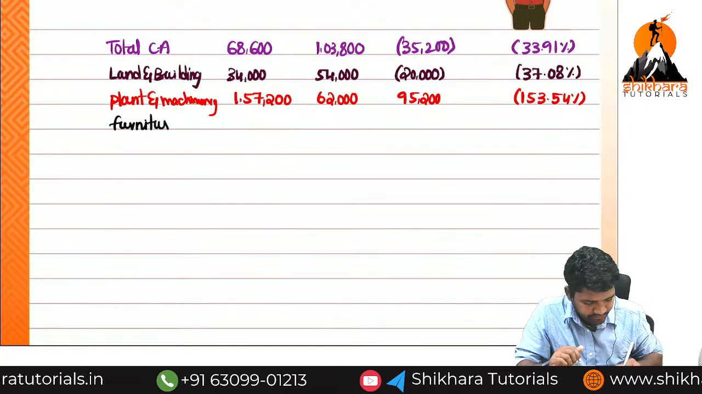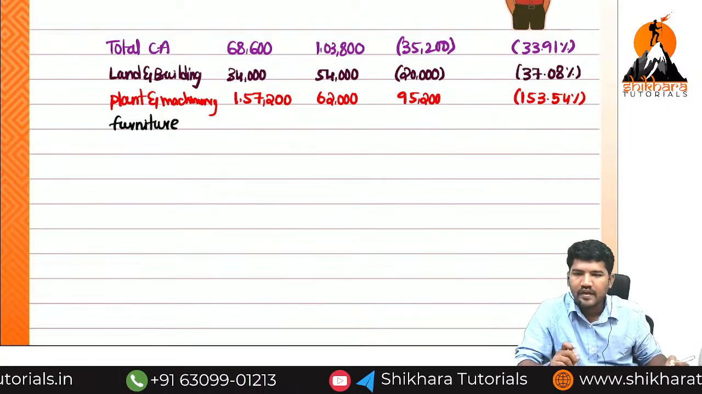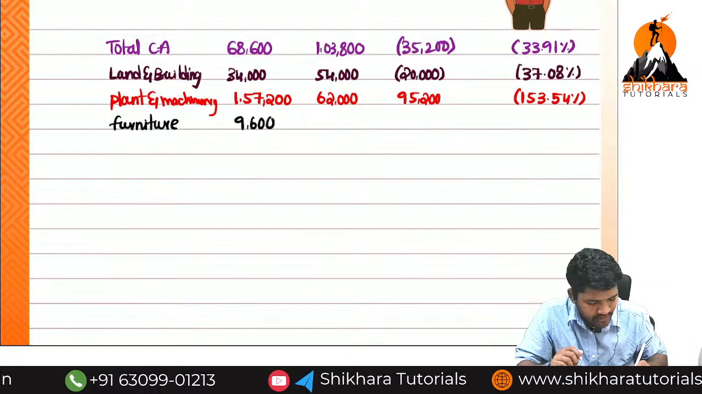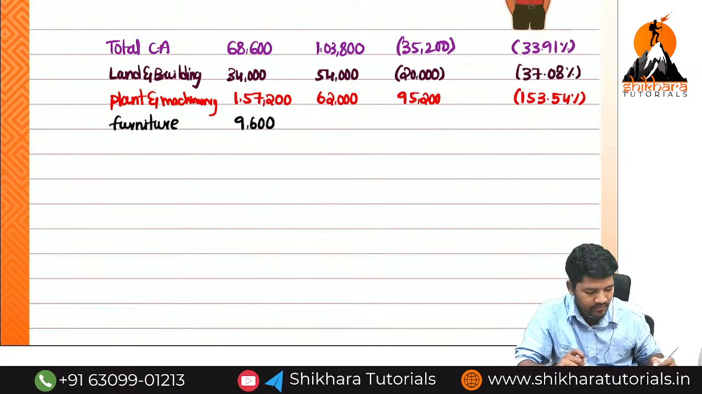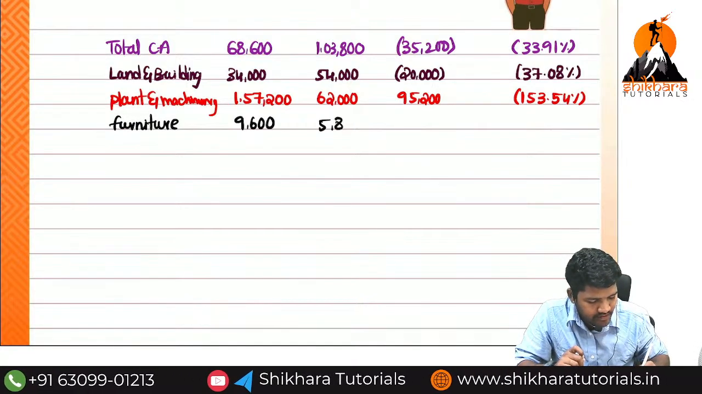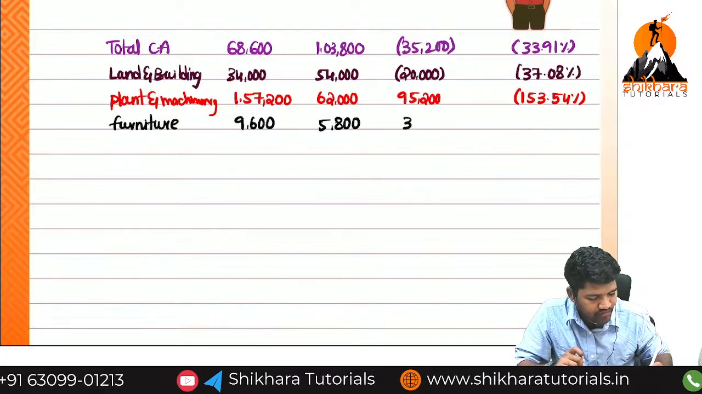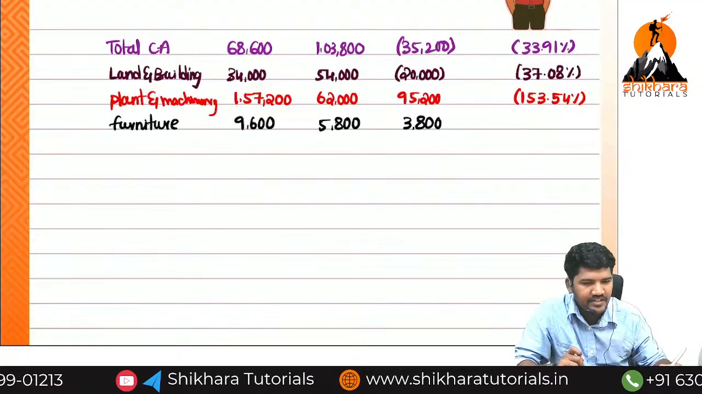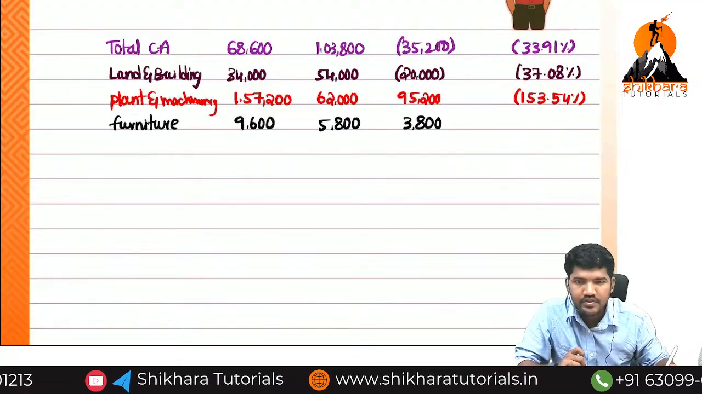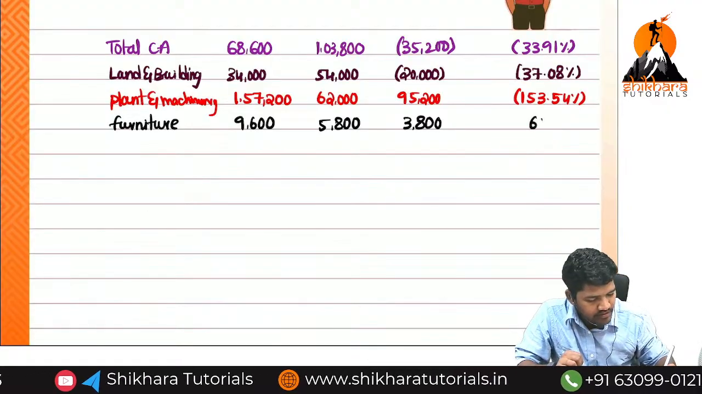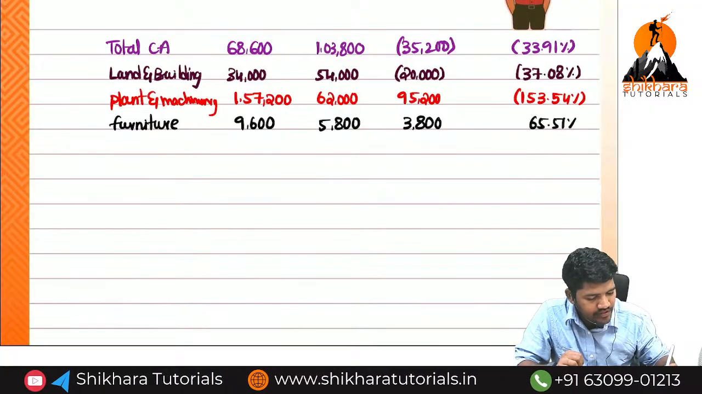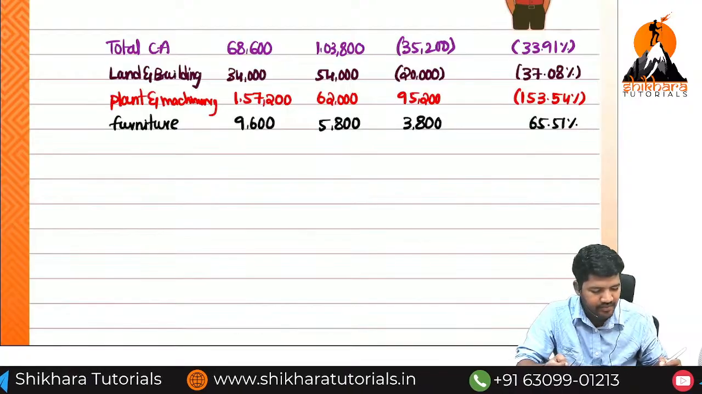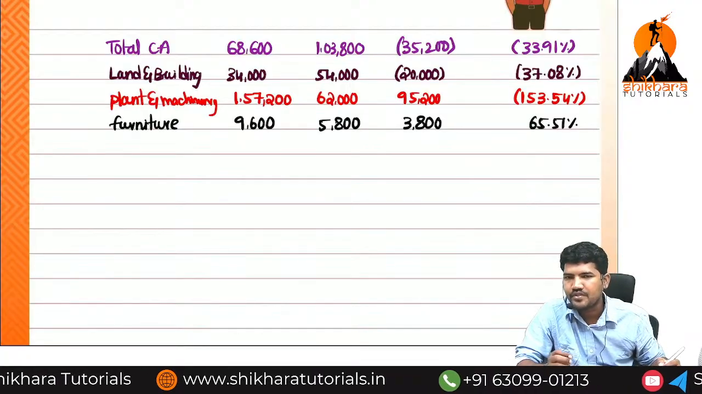Furniture. Value, please. 9,600. What about this? 5,800. 3,000, positive. Now what's the percentage change? What is it? 65.51%. So comparing to last year, this year furniture value increased by 65.51%.